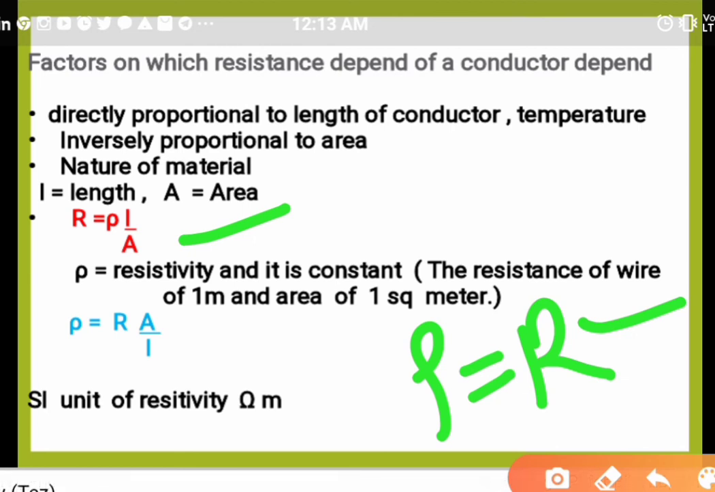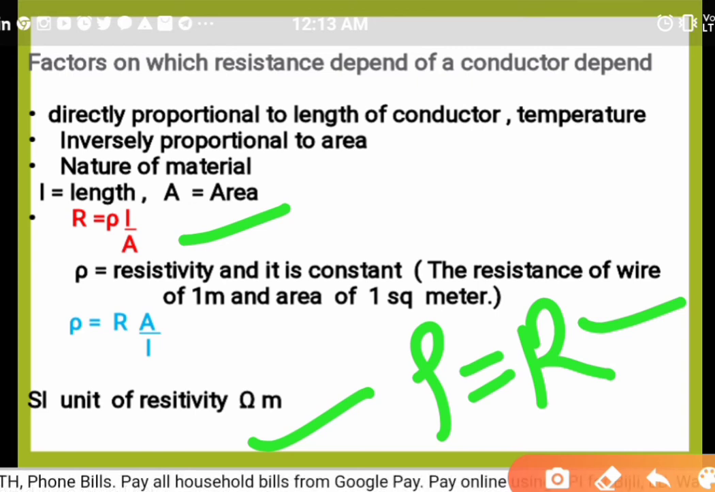Since the area is 1 square meter and the length of the wire is 1 meter, through this we can find the SI unit of resistivity, which will be ohm meter. The SI unit of resistivity is ohm meter, because the unit of area is meter squared and the unit of length is meter. So 1 meter cancels out from meter squared, and we get ohm meter. Okay.